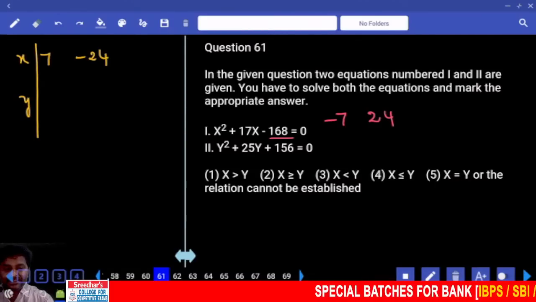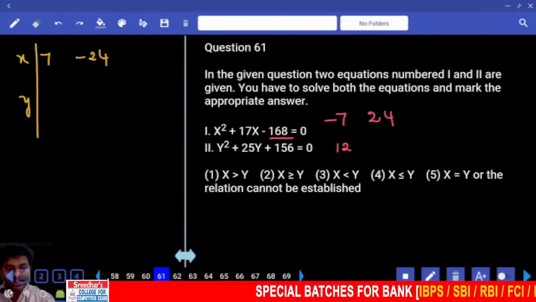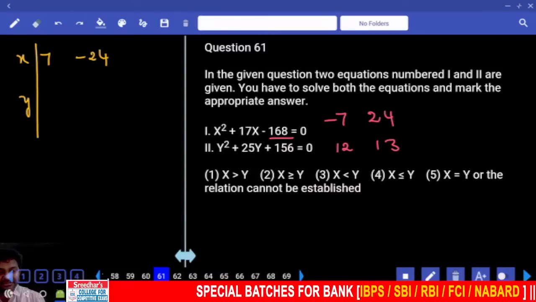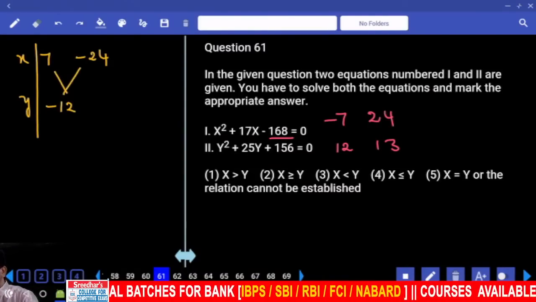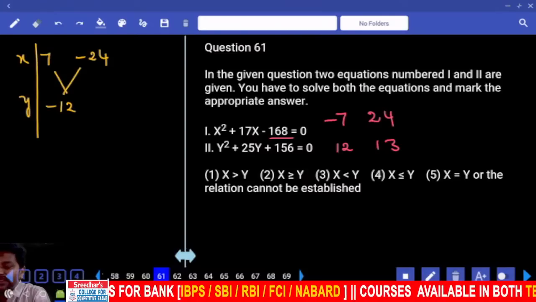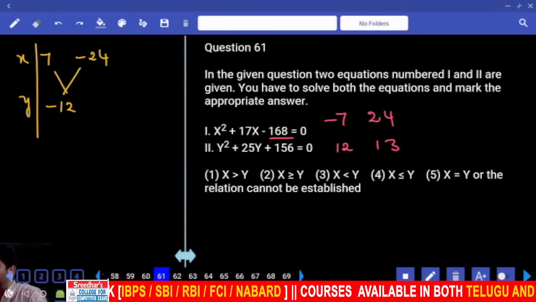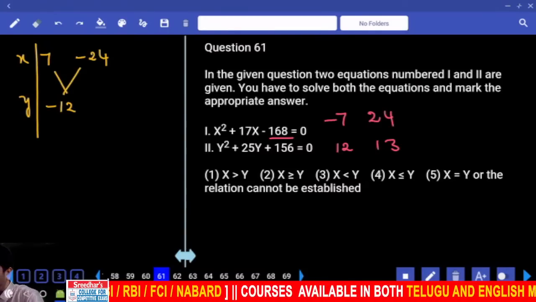The product must be 156. 12, 13 times. Then the factors are minus 12. Enough to answer the question. Minus 12 lies in between 7 and 24. Answer, no relation.